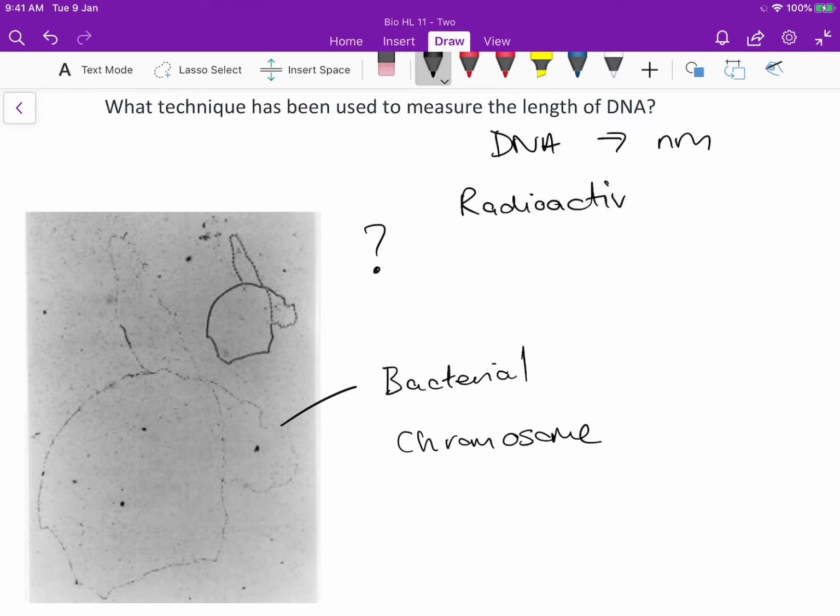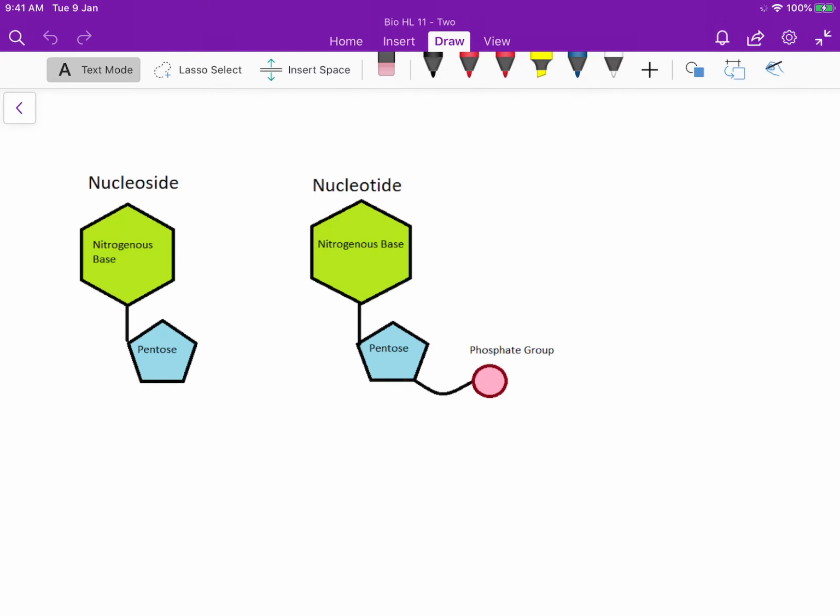And they used radioactive thymidine. But what is thymidine versus thymine? So we've heard of thymine. Thymine, when we talk about T, we're only talking about the base. We're only talking about the nitrogenous base. So the nitrogenous base is thymine.